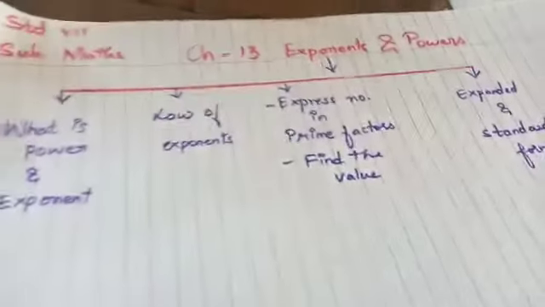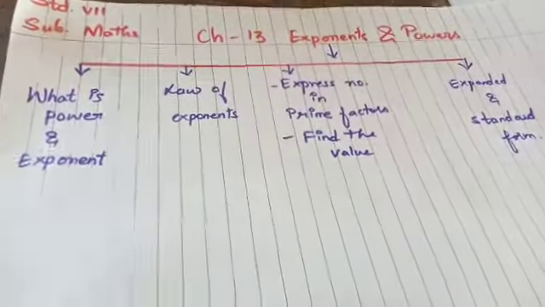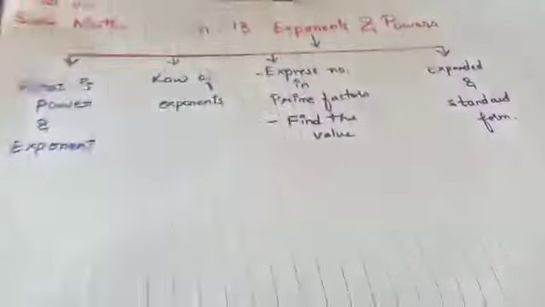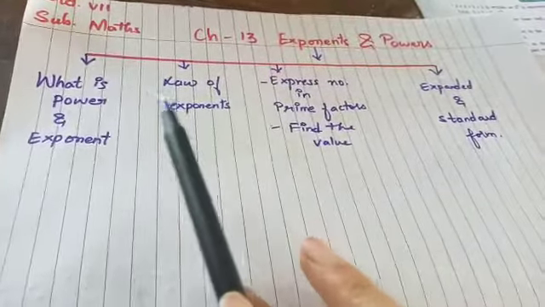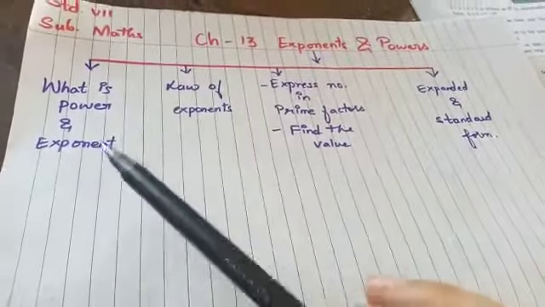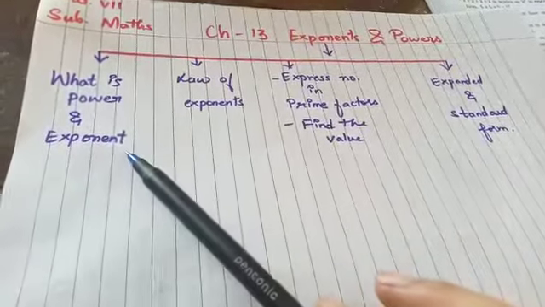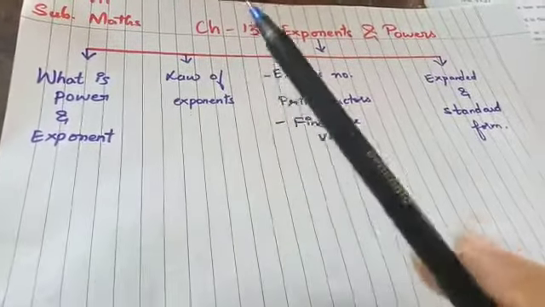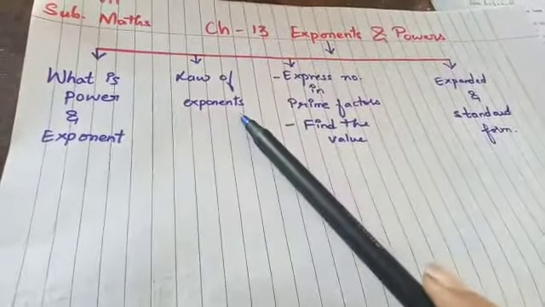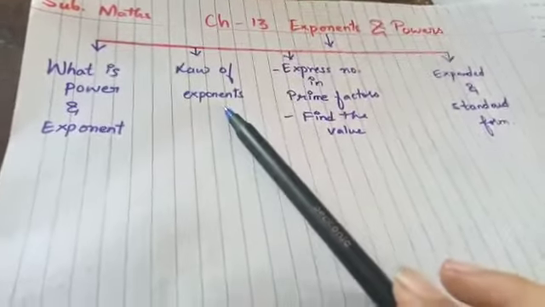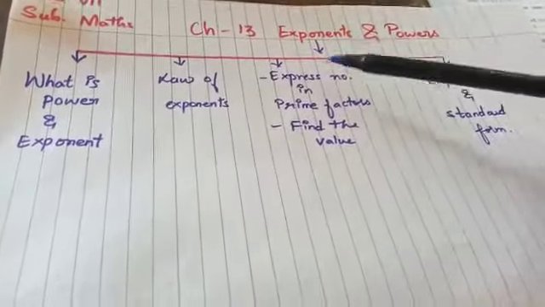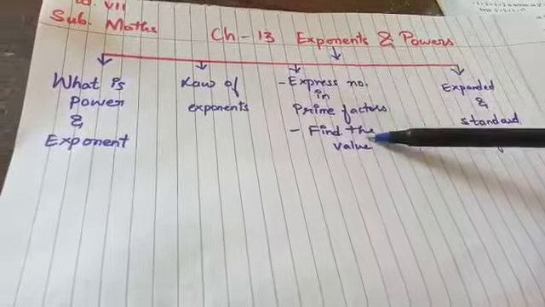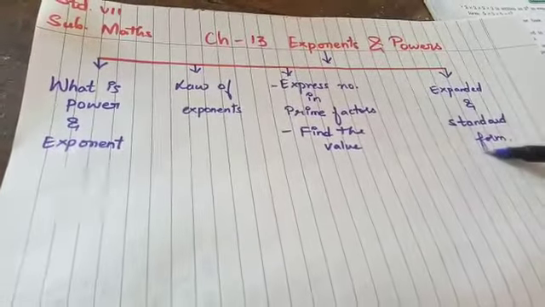Today we will start new chapter 13, exponents and powers. In this chapter these are the points we are going to learn. With the flow chart I have explained what we are going to learn. First, what is power and exponent. Then afterwards the laws of exponents. Law means the rules of exponents. What are the rules that we have to follow and then do the sum. Then express number in prime factors, find the value, expand it and standard form.